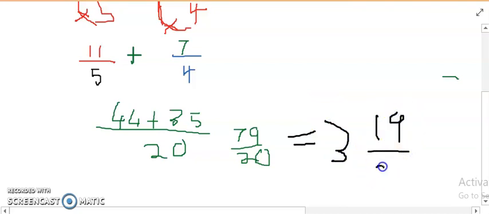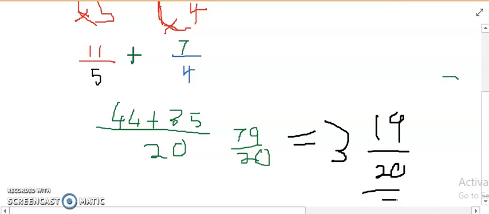over 20. Because if we do the same method, 20 times 3, that's 60. 60 plus 19 will give us 79, giving us 79 over 20 again. So our answer is 3 and 19 over 20. I think this was actually pretty easy, was it not?